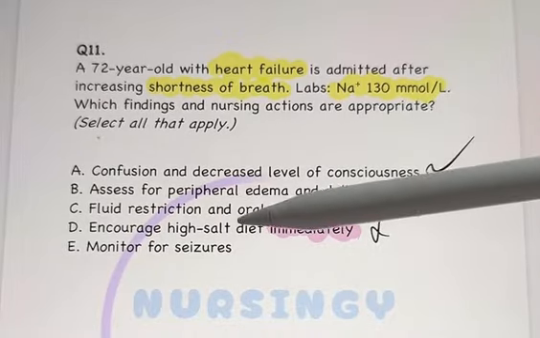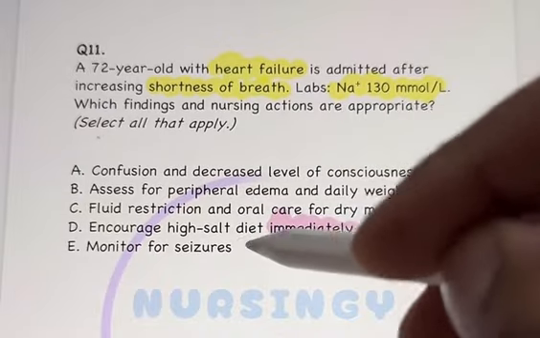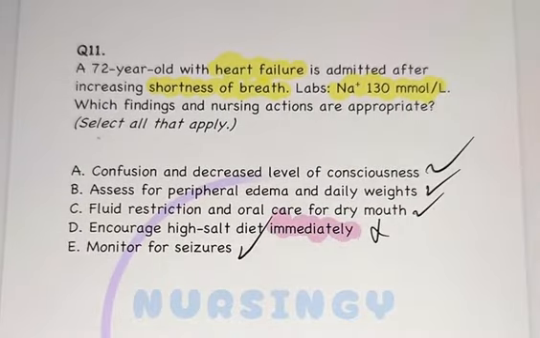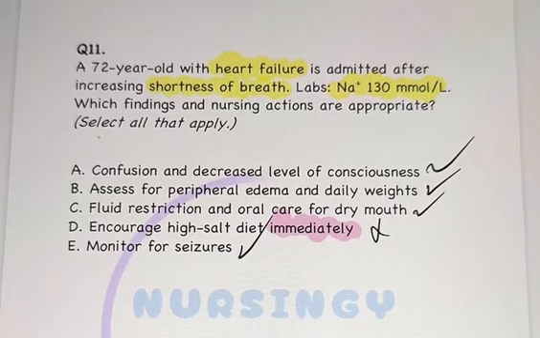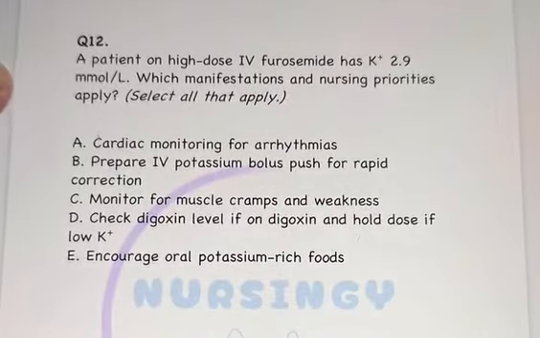Monitor for seizures. Is E correct? Yes, definitely, because we know in hyponatremia, we are losing too much fluid inside the brain, increasing intracerebral pressure, losing consciousness, having confusion. So seizure will happen definitely over there. Let's move to question number 12.